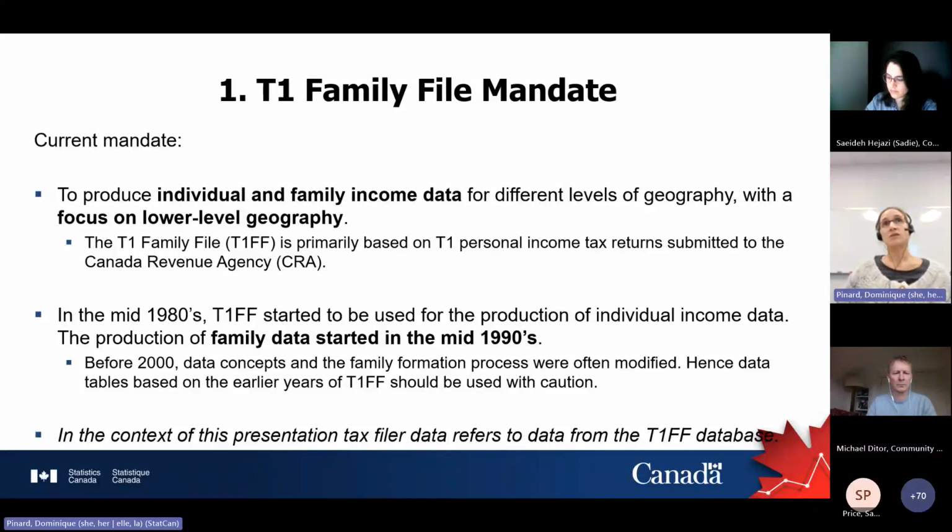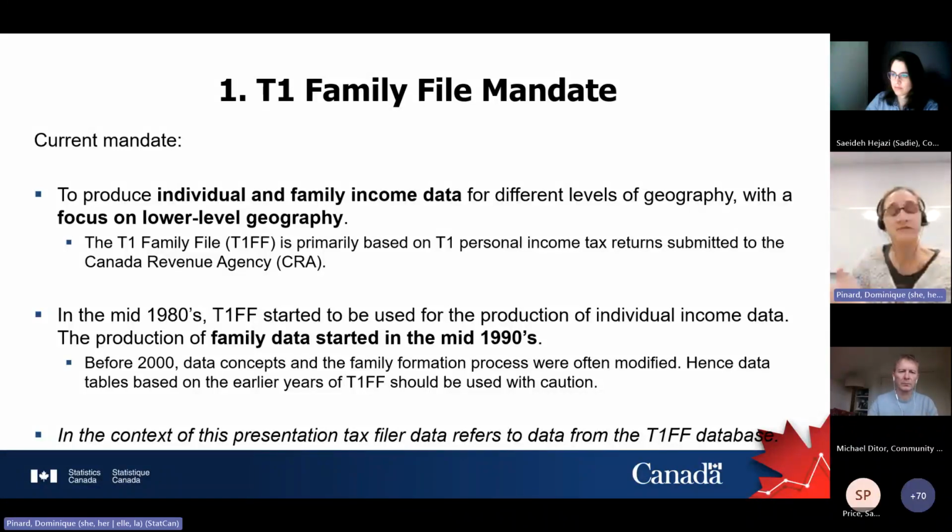The big strength of TIFF is that the source covers so many people. One of the big strengths is to go to various levels of geography, very detailed levels of geography, such as census subdivisions or municipalities. So the mandate for TIFF is really to release income data for individuals and families at low levels of geography.